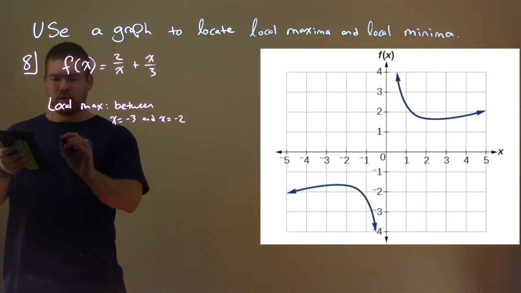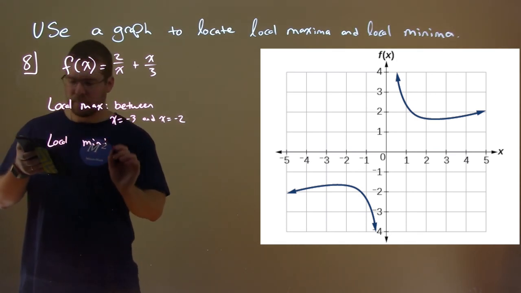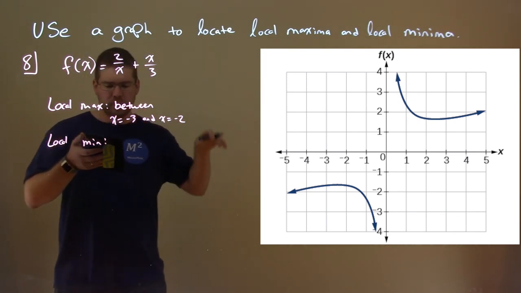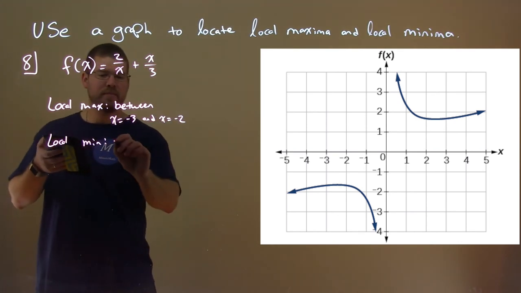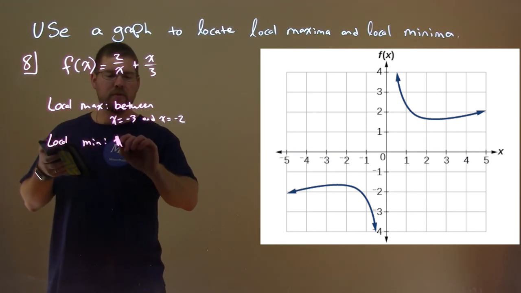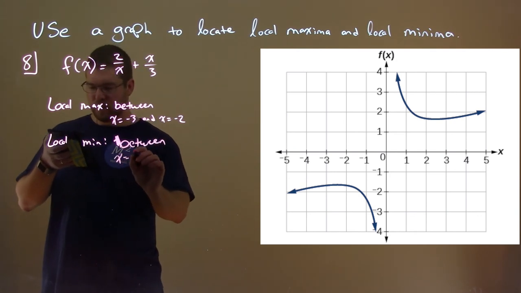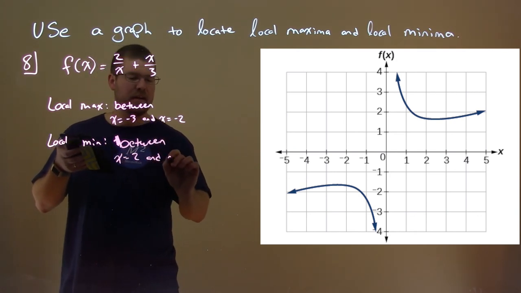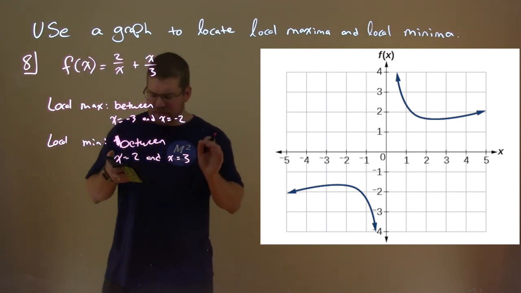Well, what about the local minimum? Okay, local minimum. Well, similarly, it looks like it's coming down. It looks like there's a local minimum somewhere between x equals 2 and x equals 3. It's somewhere there. Hopefully you can see that from the graph, but it's somewhere there.